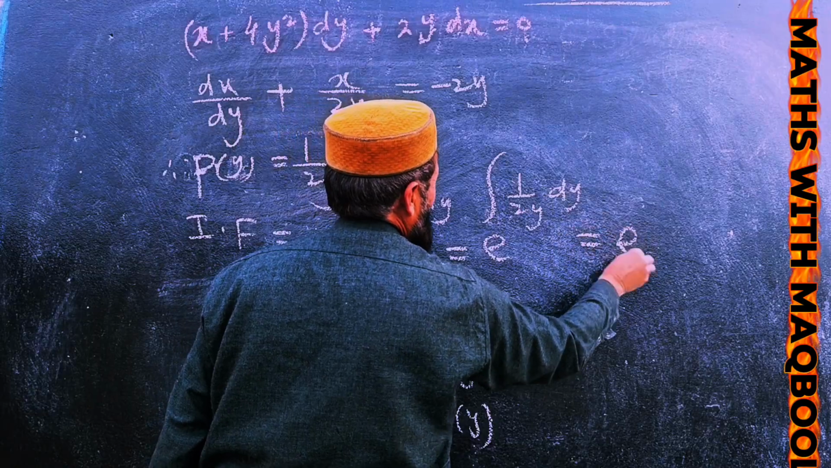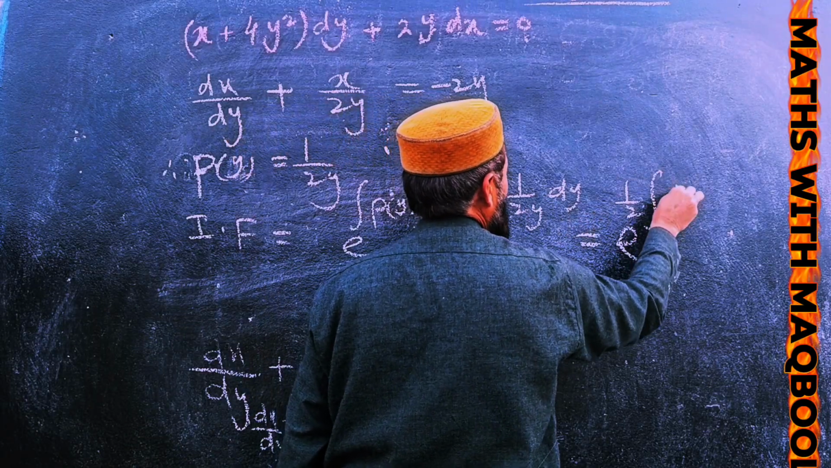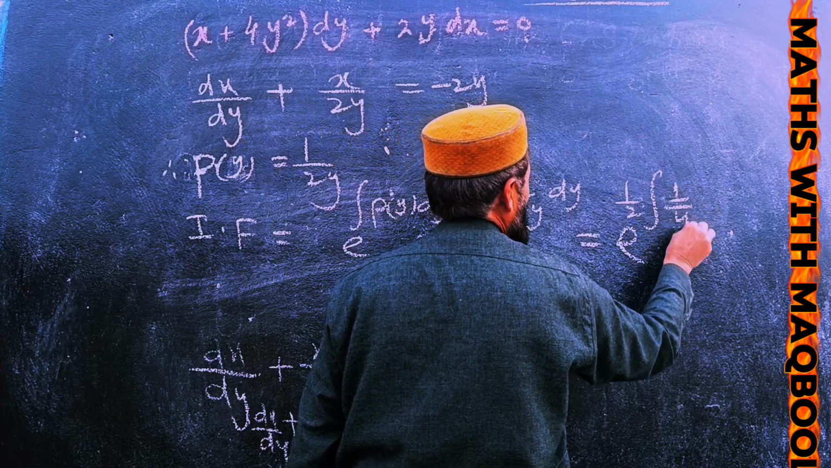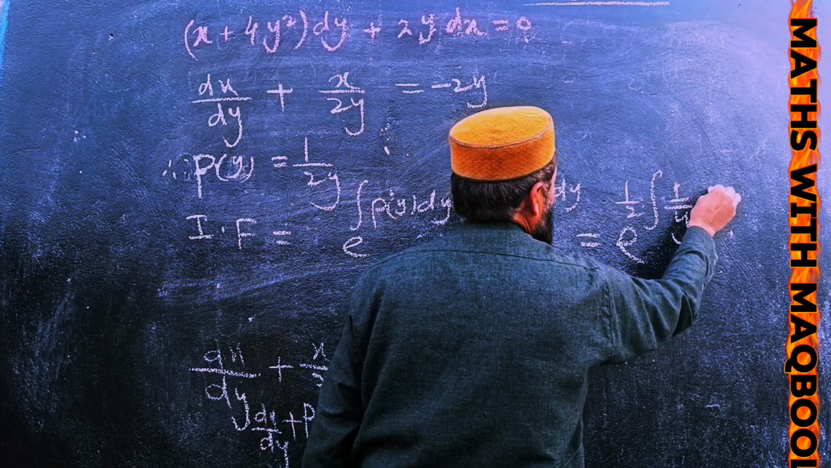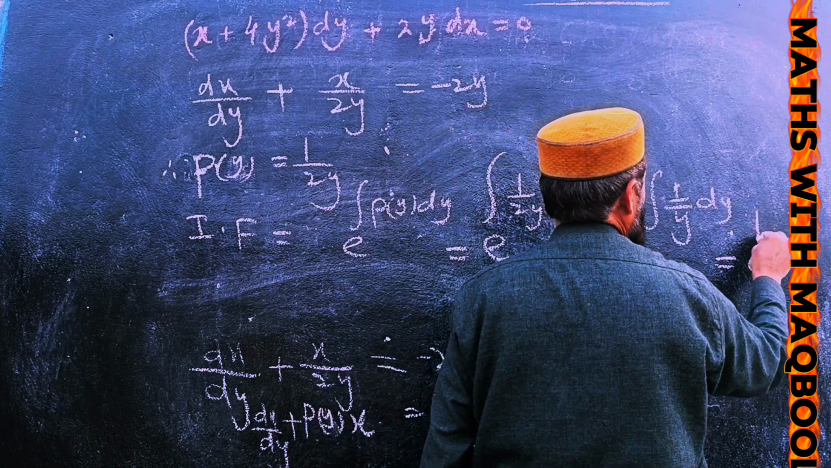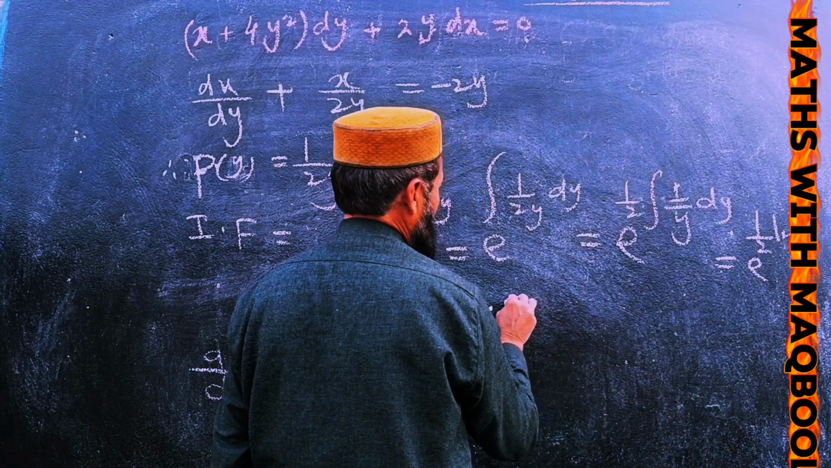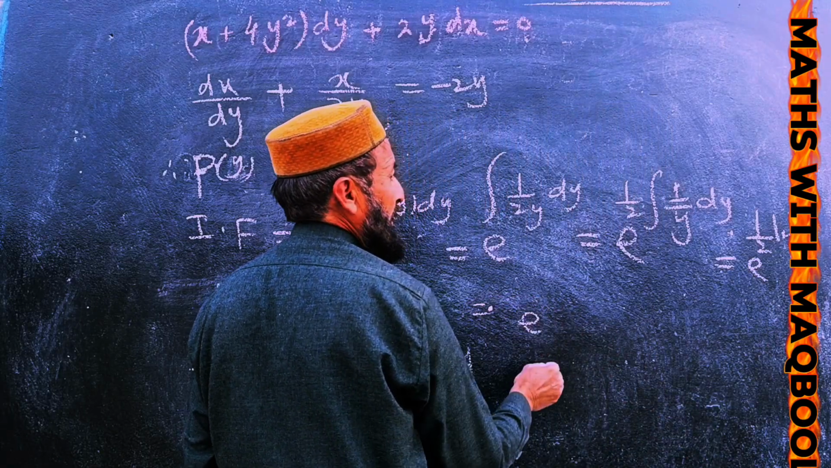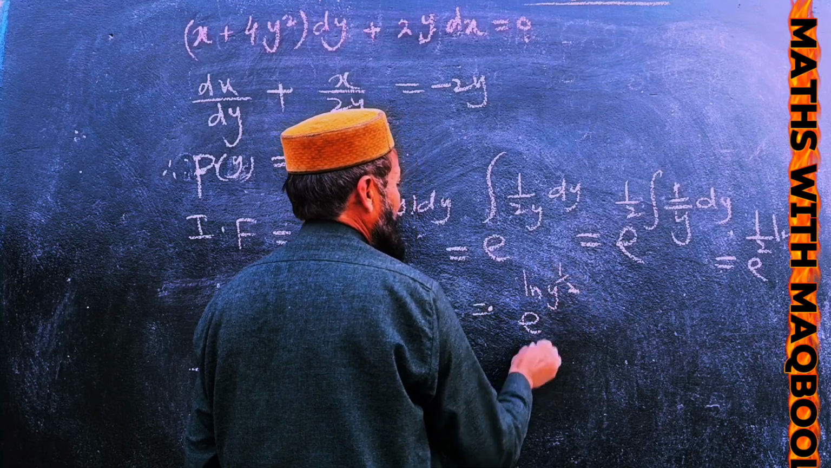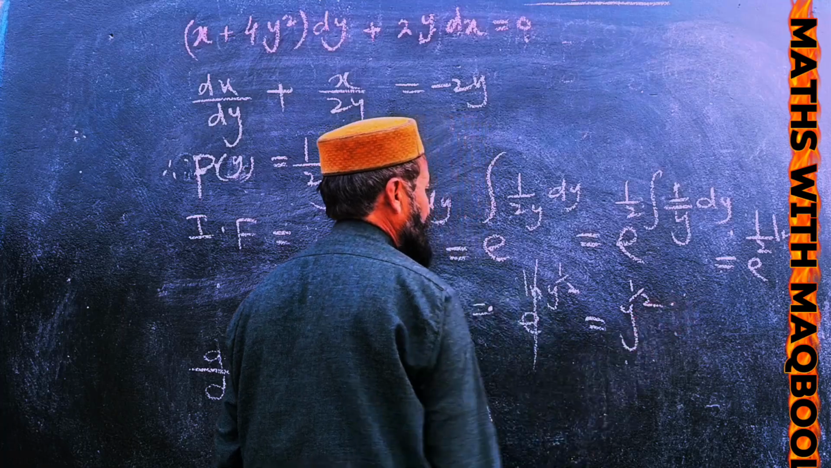So arranging this term, 1 by 2 is constant, we take it outside of the integration, and 1 by y dy is equal to e exponent of 1 by 2 log of y. So further we can simplify: e exponent of log of y to the power 1 by 2, so this will be cancelled, and we get y to the power 1 by 2.